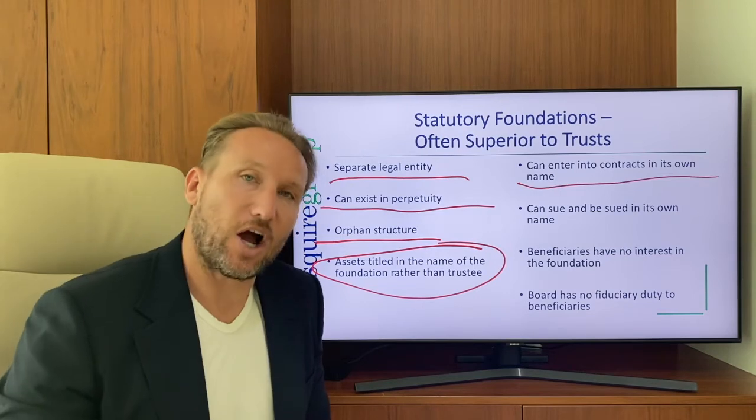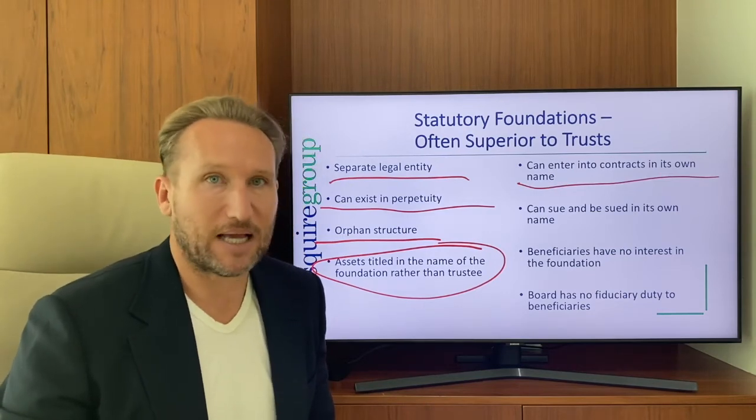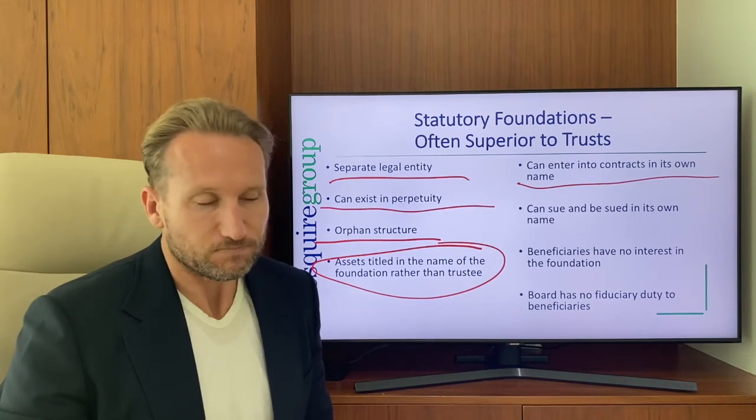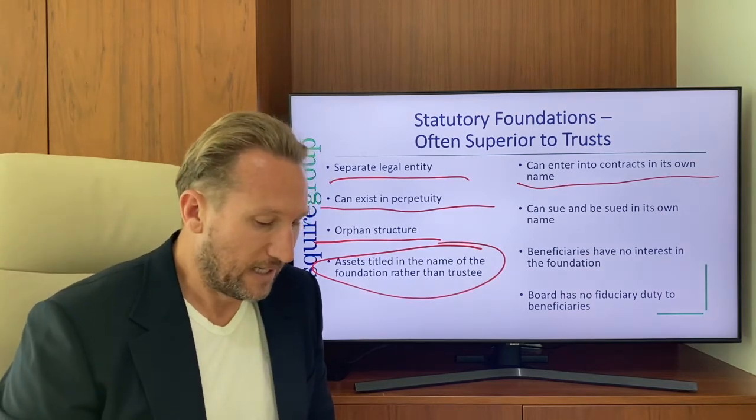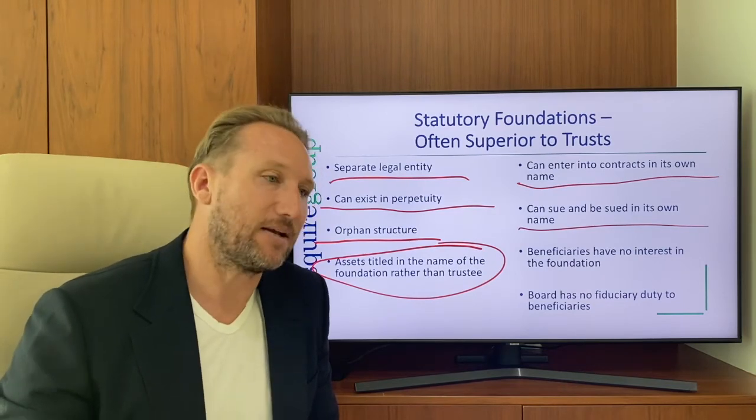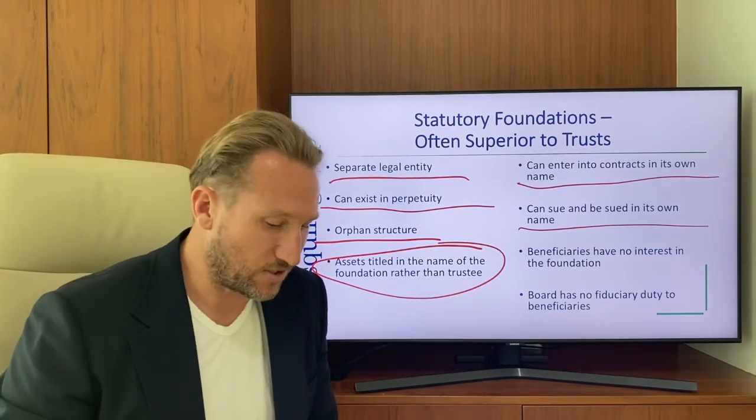It can enter into contracts in its own right, because it is a legal entity, unlike a trust, which has to enter into contracts in the trustee's name. It can sue and be sued in its own name, just like a company. Again, a trust can't do that. The trustee has to do it.